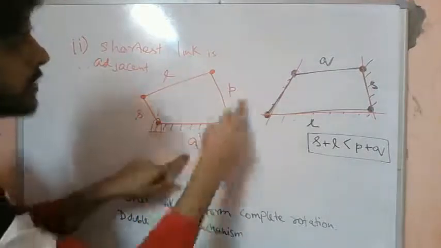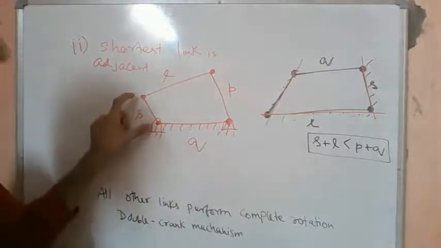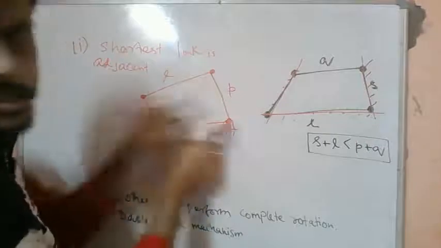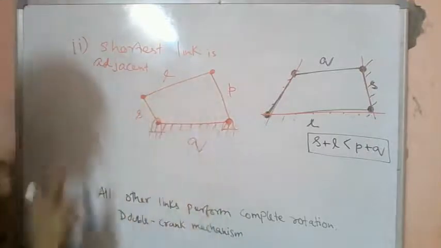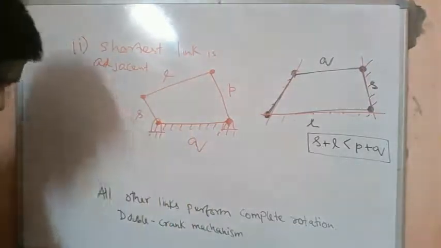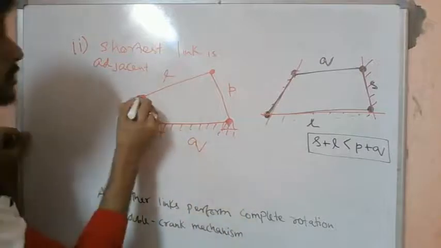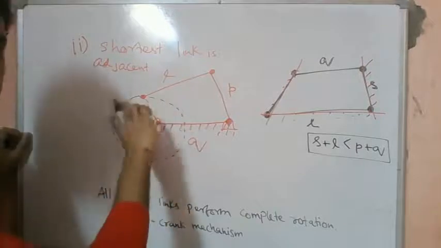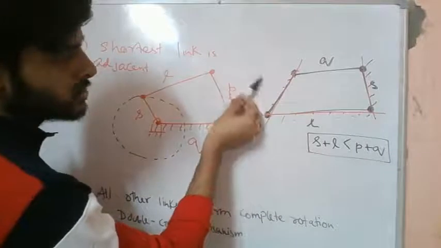We are not bothered with the LPQ, these other links do not matter, as long as the shortest link is adjacent to the frame, be it here or here, in any of the two places. In this case, the shortest link can perform a complete rotation. So this shortest link can rotate completely, whereas this link can only oscillate.